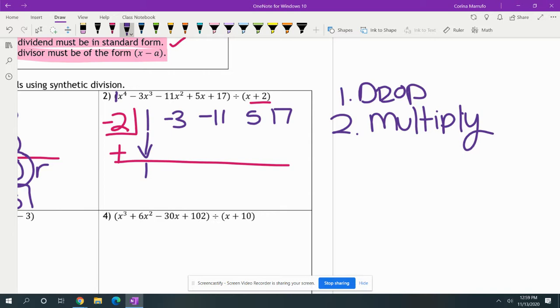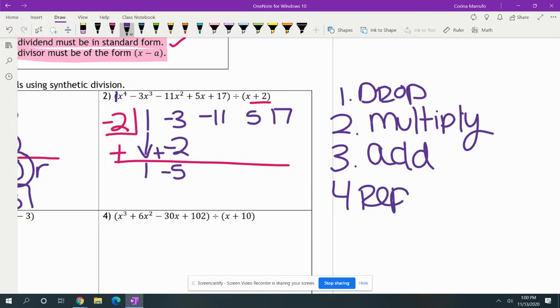So we multiply negative 2 times 1, and that gives us negative 2. And then we have to add, so negative 3. So the third step is to add. And negative 3 plus negative 2 gives us negative 5. And then step 4 is to repeat 2 and 3 over and over again until we're done with all the numbers.